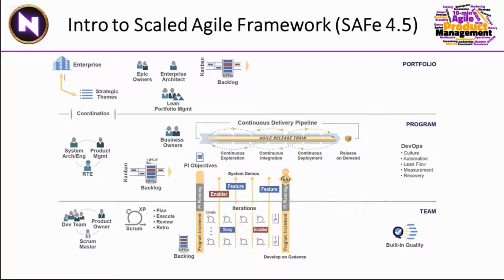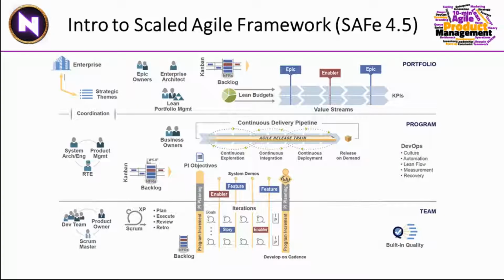Here we again have a backlog. The backlog now consists of epics. They are much bigger, and they will then be broken down into features in order to deliver this, and the features will at the program level be broken into user stories for the teams.